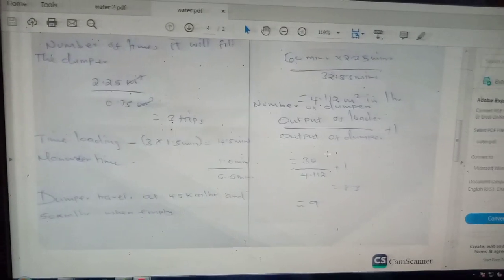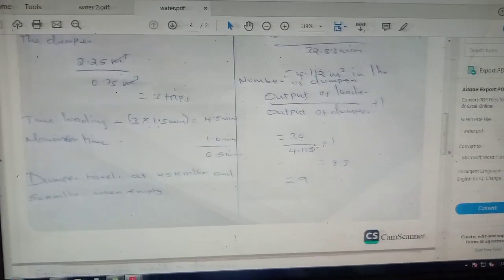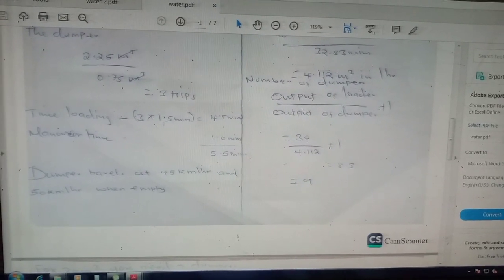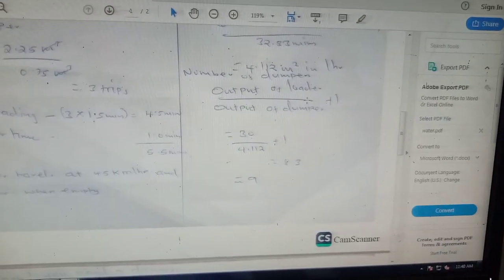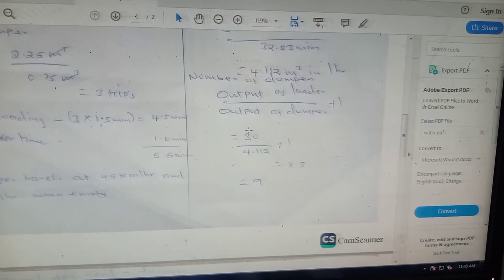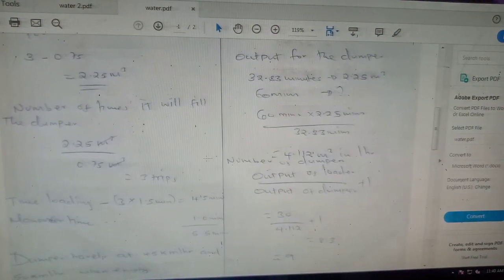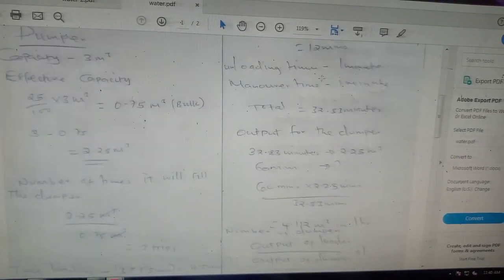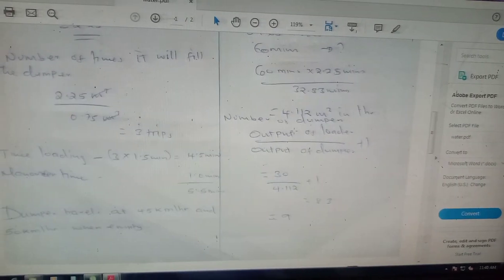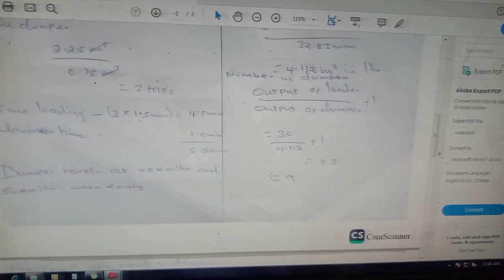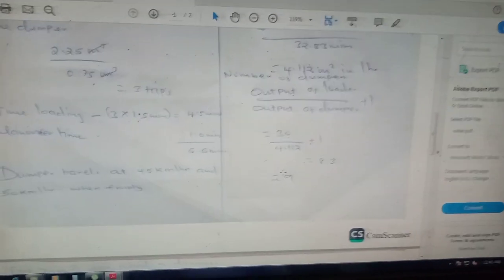You then go to the number of dampers that will do that work that we have. The formula for getting the number of dampers is output of the loader over output of the damper, plus 1. So the output of the loader was 30 cubic meters in 1 hour. Then the output of the damper was 4.112. Then you add 1, you will get 8.3. Then we say 9 dampers will be needed to do that particular work.